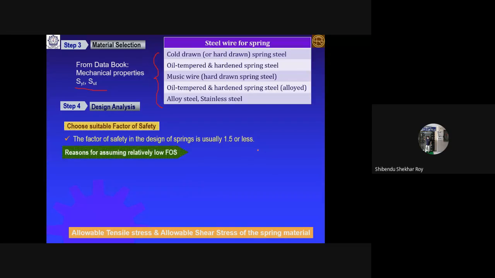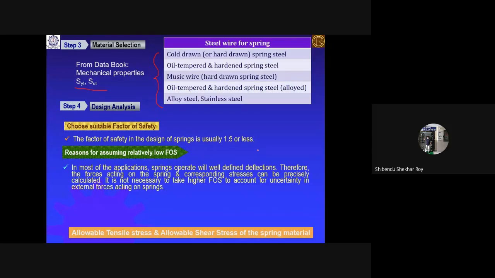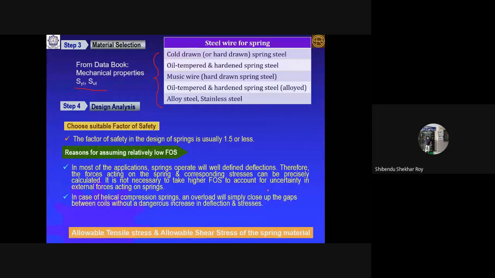The reason for choosing the relatively low factor of safety is that in most applications, the spring operates in a well-defined deflection. Therefore, the forces acting on the spring and the corresponding stresses can be precisely calculated. So calculation uncertainty is relatively less. Uncertainty is always there, but it is less compared to other cases where stress concentration exists. So it is not necessary to take a higher factor of safety to account for the uncertainty in external force calculation.